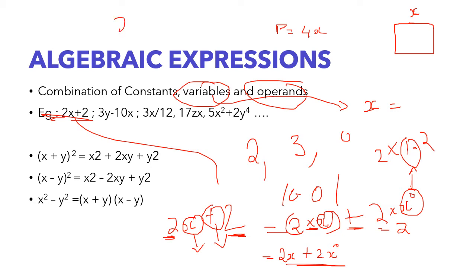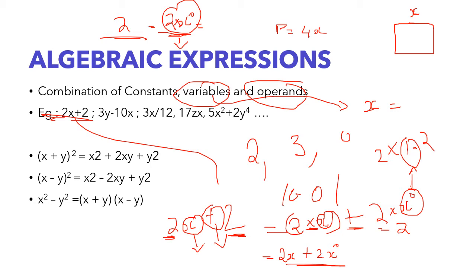Now, even the number 2 is considered an algebraic expression because 2 can be written as 2 into x to the power 0. There is a variable, there is a constant, and there is an operand, which is the multiplication between 2 and x. So we can consider it like that, but generally we consider it a constant because there is only one value for 2, which is 2. But if you represent it in this format, then yes, you can consider it an algebraic expression.